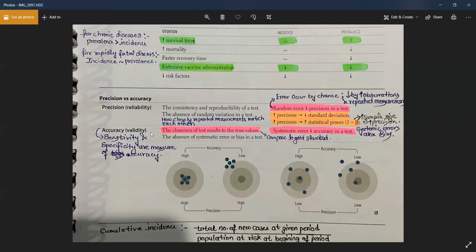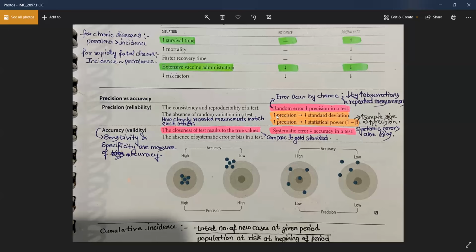And now I can easily say that the test is a highly precise test, because every time it is giving me values which are very close to each other. So I can easily rely on this test. This is the precision and the reliability: how close the repeated measurements match each other. Whenever a random error occurs in a certain test, it will always decrease the precision of the test.